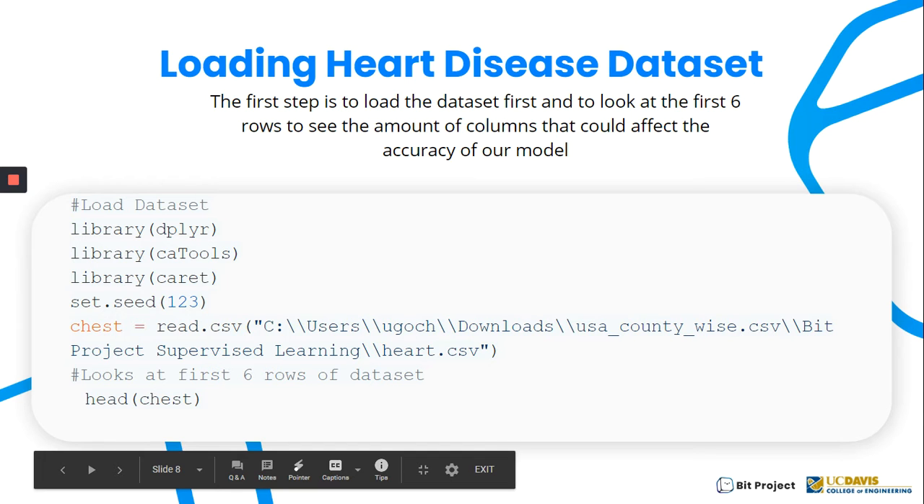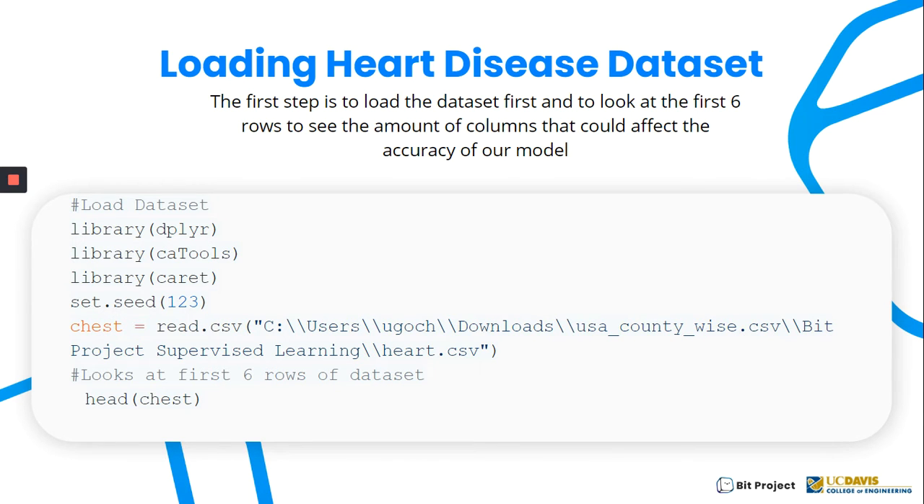So the first step is to load the heart disease dataset. We would first make sure to import the necessary libraries at the top so that R can recognize them. And then the second step would be to put the file path of where you saved the file on your computer in the read.csv function and store it as a variable.